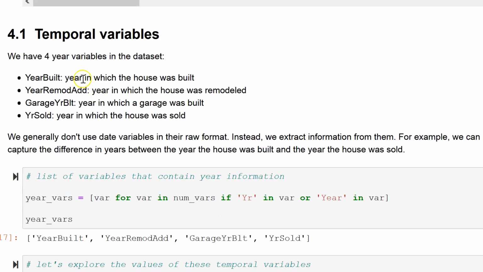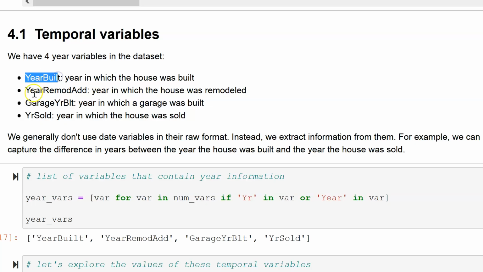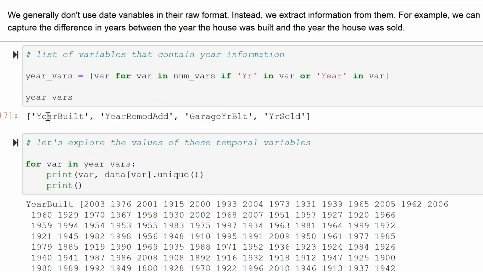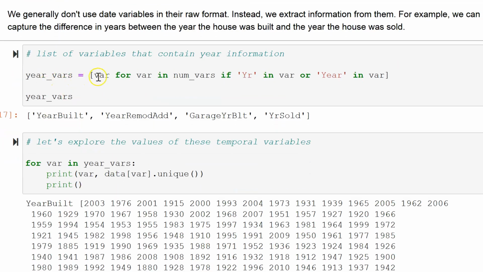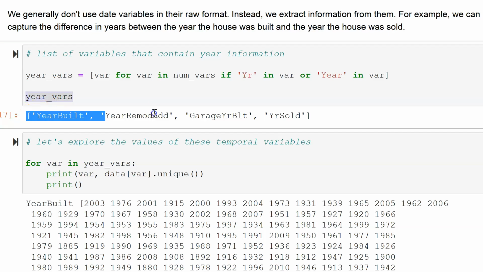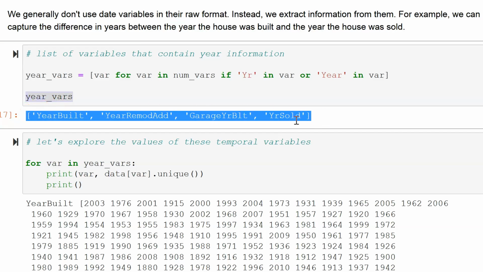These are the variables that represent the year in which the house was built, or the year in which the house was remodeled, or the year in which the garage was built, and then the year in which the house was sold. I can capture these variables in a list by using a list comprehension where I loop variable per variable in the numerical variables if the string year is in the variable. So if I print this, I can see that I can capture correctly the temporal variables.